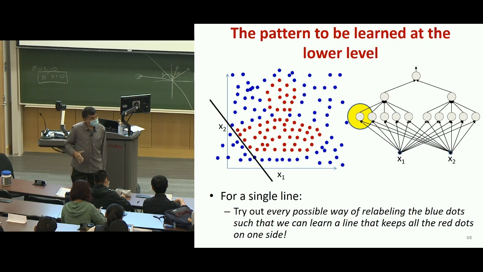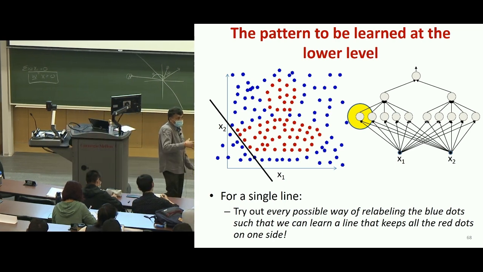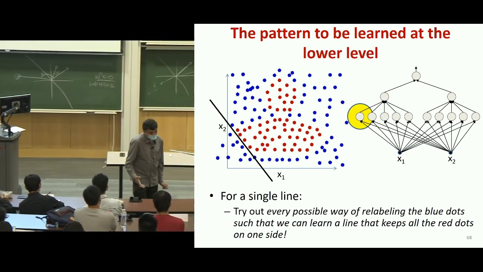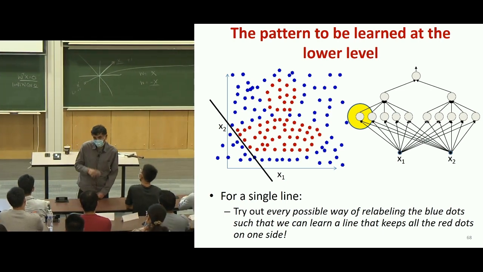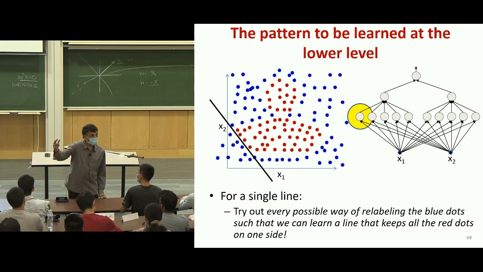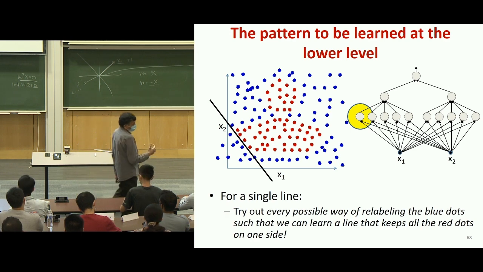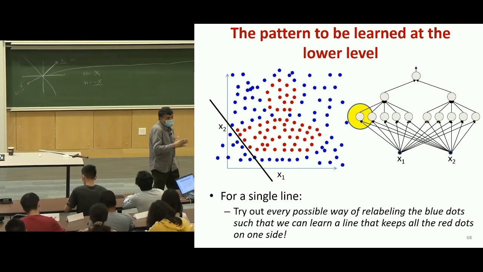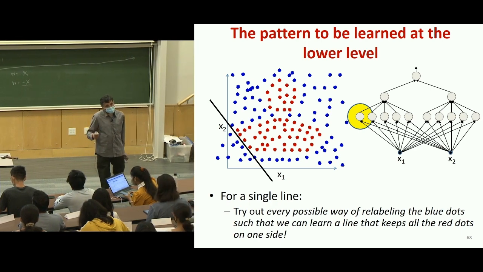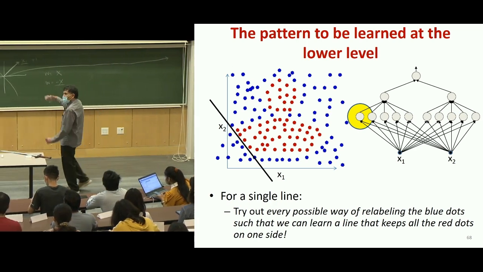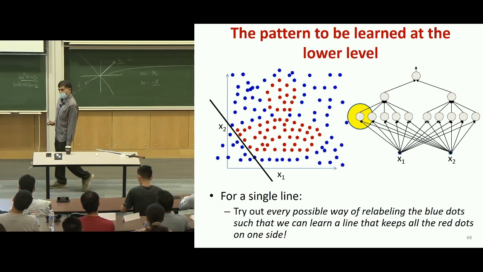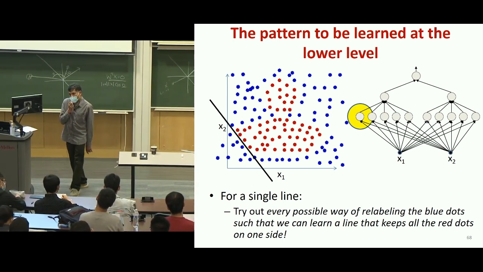Then I'll have to try to learn a classifier for it. For most of them, they won't even be linearly separable. So your algorithm is just going to go into an infinite loop, right? There are many other labelings where you will learn a classifier, but then the output of the perceptron won't give you the correct output labels when combined with all the rest of them. So you will have to check every possible way of relabeling the data, learn a classifier for every one of these, and check if the output of the perceptron, when combined with the rest, gives you the labels that you want, the red and the blue, right?